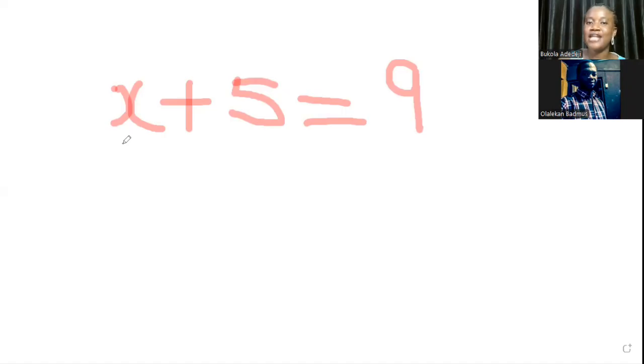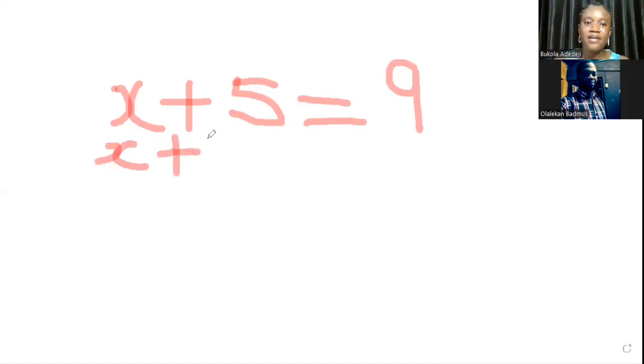x plus 5 equals 9. Don't forget that we said that it must be balanced, right? The weight on the left-hand side must be the same as the right-hand side. And whatever you do to the left-hand side, you must do to the right-hand side. And don't forget the rules. We said you either add, subtract, multiply, or divide. But in a situation where you have addition, what you do is the opposite. You do subtraction. So when we have x plus 5 equals 9, what are we going to do? We're going to subtract 5 from both sides.